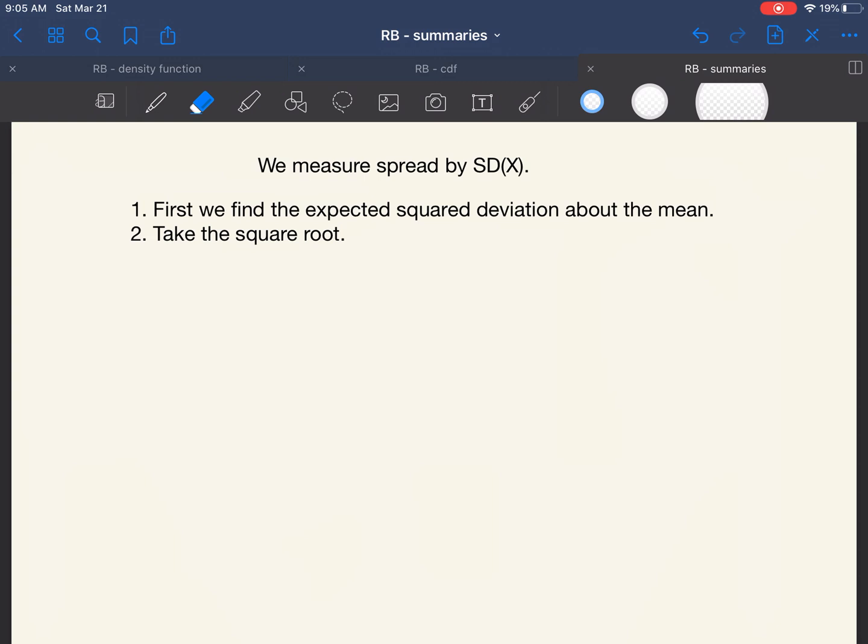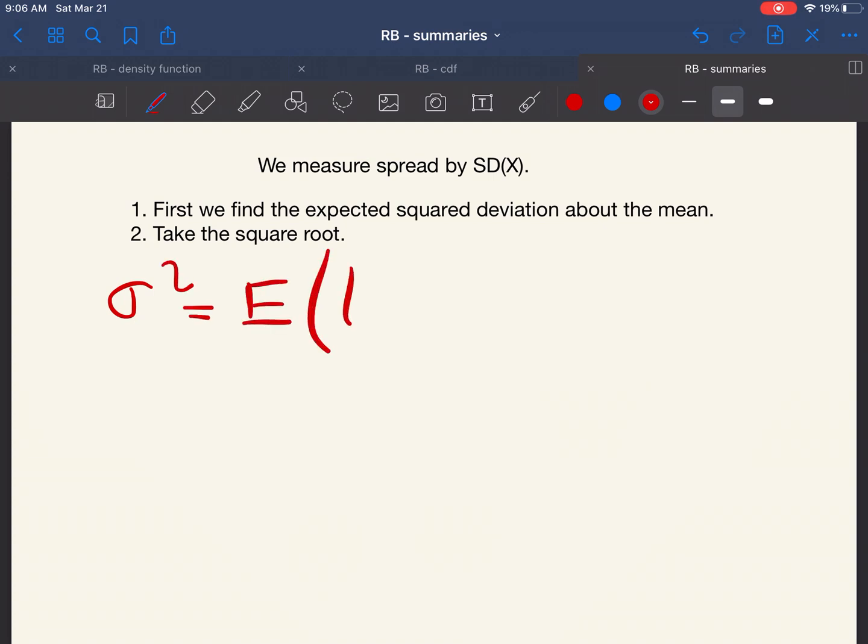Okay, now we measure the spread of a random variable by the standard deviation, and we do that in 2 steps. Let me illustrate the 2 steps here. First thing we do is compute a thing called the variance, which is equal to the expected value of (x minus the mean) squared. And then we take the square root of that answer.